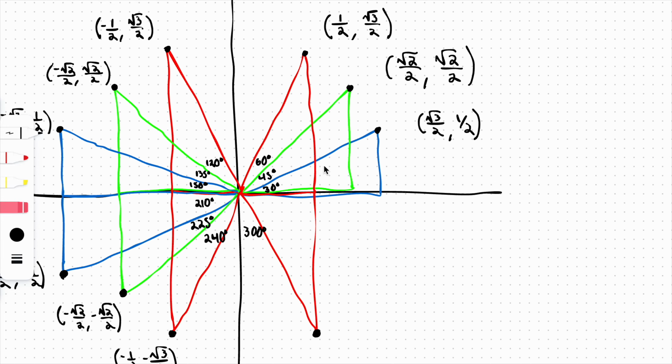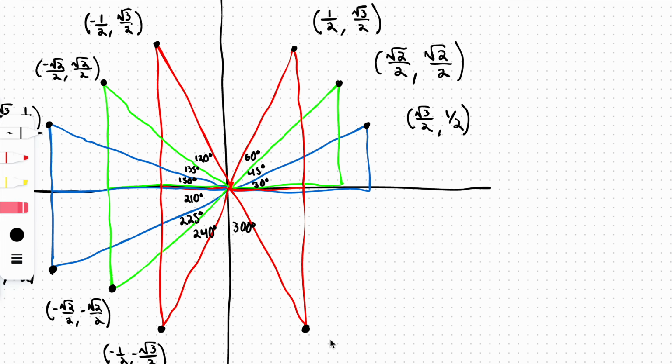Now let's think about those coordinates. I'm going to look up here. Well, since it's a red triangle, it's going to be 1/2 and root 3 over 2 in some form. But our y value is going to be negative in this case, and our x value is going to be positive because we're in the fourth quadrant. So we're going to have positive 1/2 and negative root 3 over 2. Great.